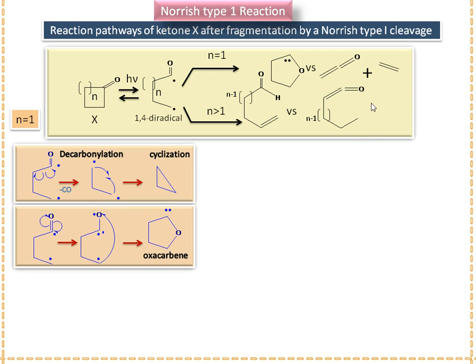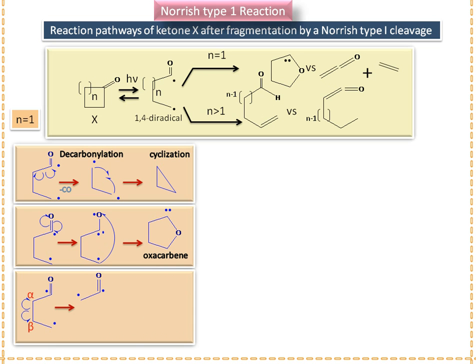Next, we see how we get this fragmented ketene and alkene. This 1,4 biradical undergoes beta cleavage, giving this fragmented biradical. This fragmented biradical recombines, giving alkene and ketene.